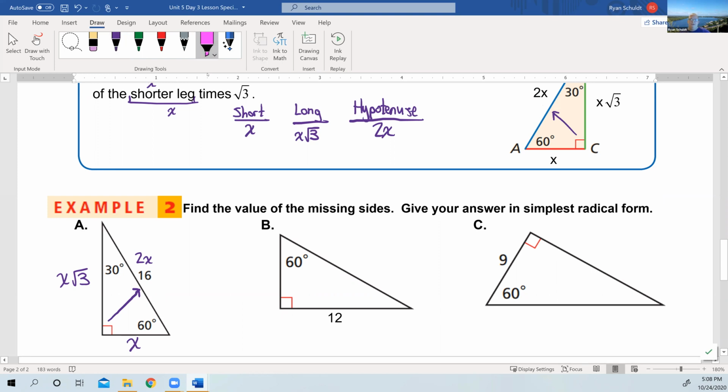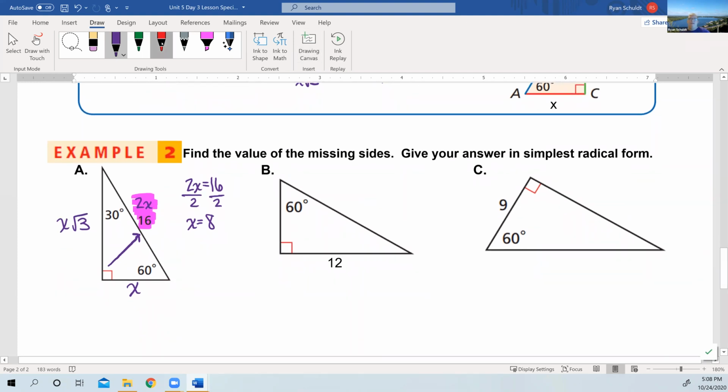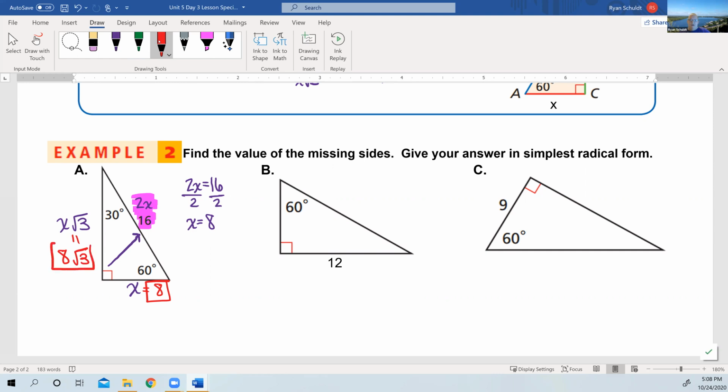Well, the key here is this. What does 2x have to equal? 16. So if I divide by 2, I'm going to get x equals 8. Oh, okay. So if x is 8, that means this side is equal to 8, and this side equals 8 square roots of 3. I just plugged x in. That's it.